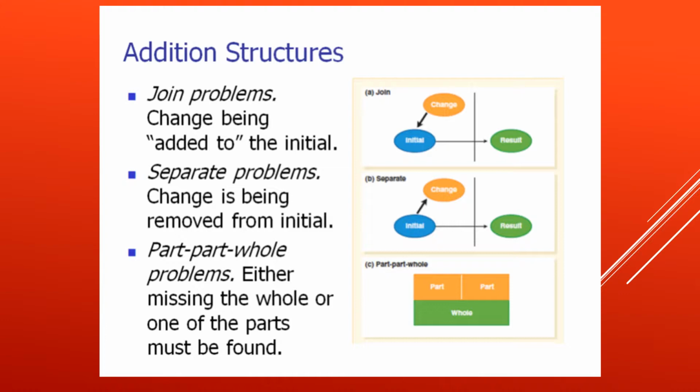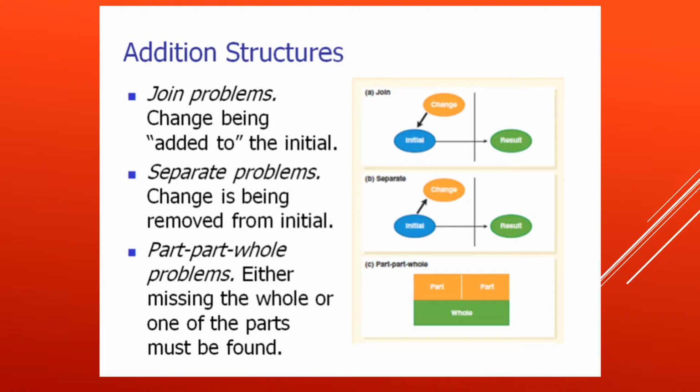So now we go on to the separate problems, and this can be very confusing because it actually reminds me a lot of subtraction, and that's where the addition and subtraction are related. So the change is being removed from the initial, and what is the result? A sample problem would be: Sandra had 12 pennies. She gave 4 pennies to George. How many pennies does Sandra have now? But using the addition strategies, knowing that 8 plus 4 equals 12, we know that the result would be 8.